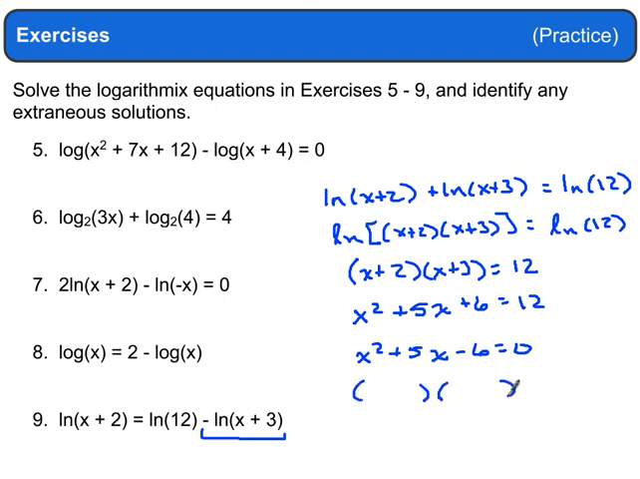I'm going to factor. And so we're going to get an x minus 1 and an x plus 6. So that means x is going to equal 1 and x is going to equal -6. And the only one that ends up being a valid solution is this one. This one does not check out.